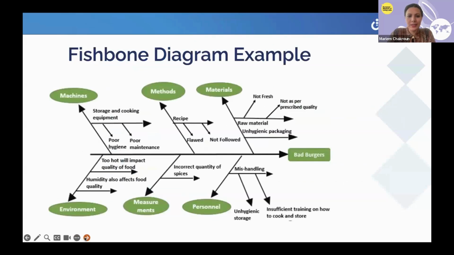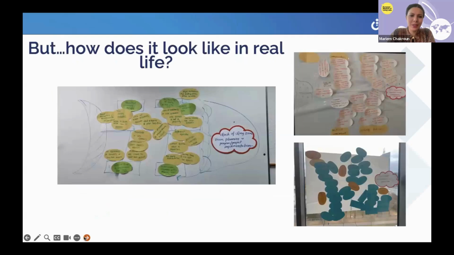So here is how it looks digitally, it looks very nice, but in real life, when you run a workshop, it's a bit messier, as you can see in the pictures with the post-its. But I think in a co-creation process, it's nice when it's messy because you come up with many ideas.